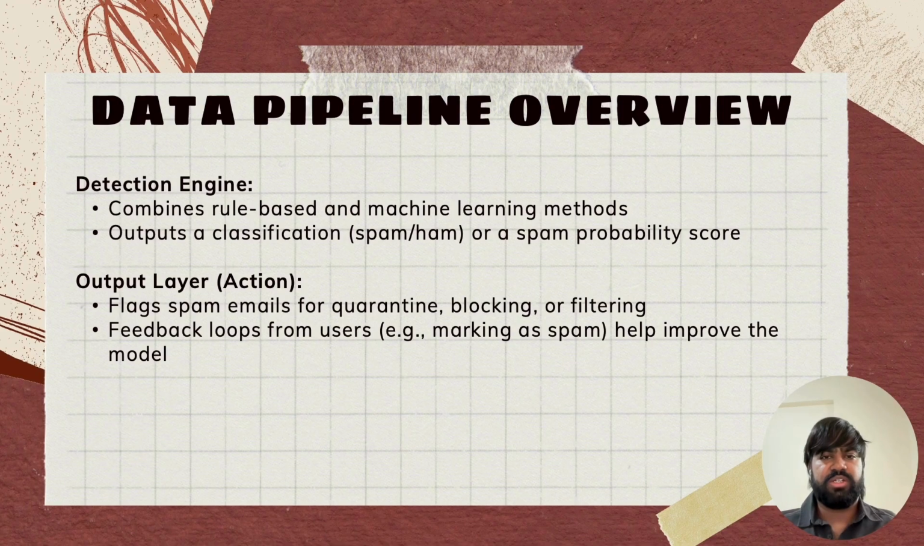After that, the detection engine applies both rule-based filters and machine learning models to classify emails or assign a spam probability. Finally, in the output layer, email spams are flagged and user feedback like marking messages as spam helps continuously improve the model's accuracy. Next, I'll be handing over to Hannah.